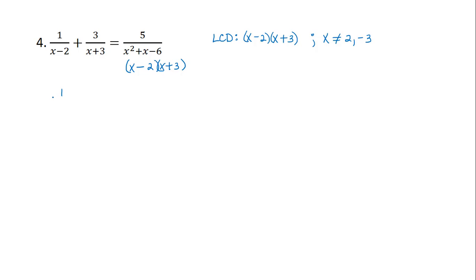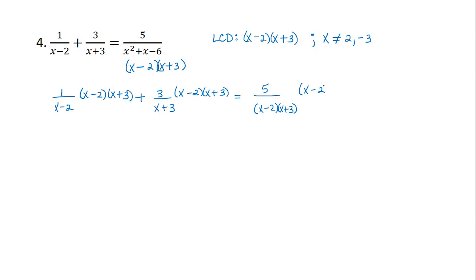Multiplying each term by the LCD, we have 1 divided by x minus 2 times x minus 2 times x plus 3, plus 3 divided by x plus 3 times x minus 2 times x plus 3. And that's equal to 5 divided by x minus 2 times x plus 3, all of that fraction times the LCD x minus 2 times x plus 3.